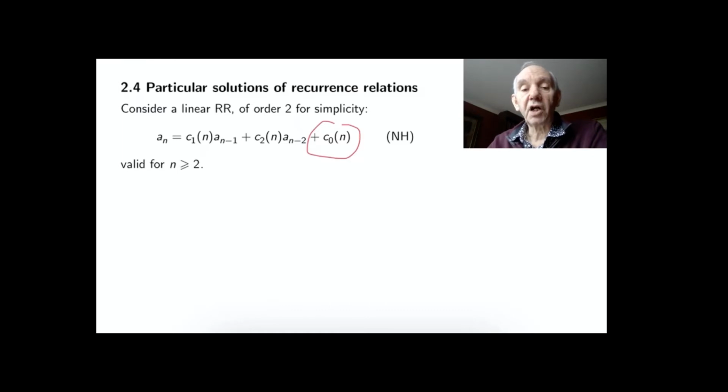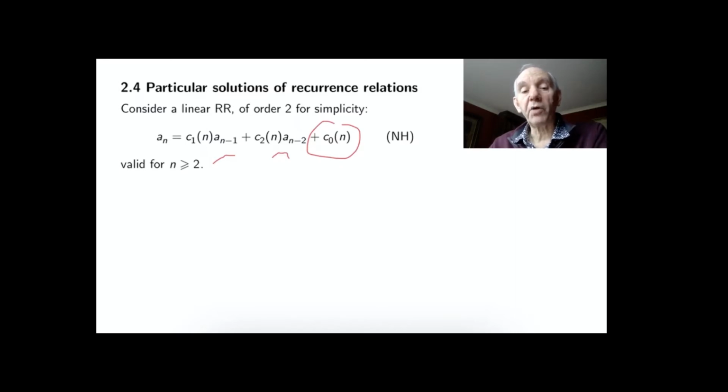So I'm going to start with a slightly more general recurrence relation, a so-called linear recurrence relation. For simplicity, I'm going to stick to order 2, which means that an depends on just 2 preceding terms of the sequence, so it's of order 2.